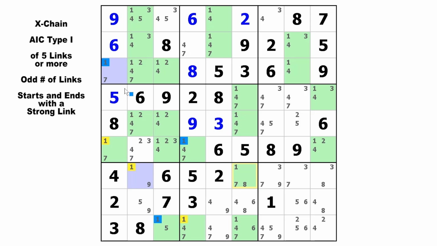Here's our chain, and those are your 2 endpoints in the blue cells. So there are 3 candidate 1s that can see both of those endpoints, and they are up here right next to each other. You can eliminate all 3 of those 1s.